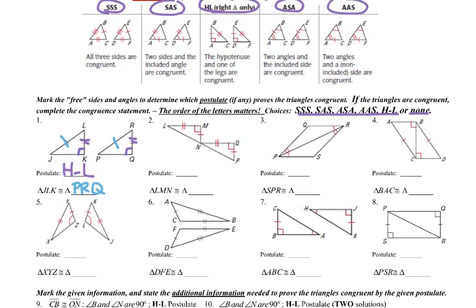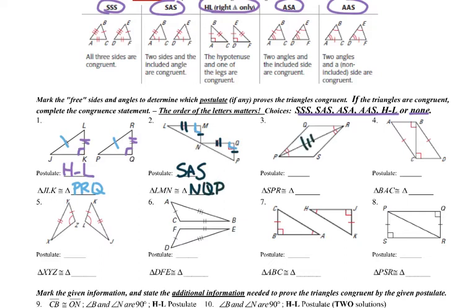What about number 2 though? Don't fall into the trap of thinking every time it's a right angle that it's automatically HL. That's a right angle, but if you look at the sides, those are the 2 legs. There's no H. That angle, the right angle, is sandwiched between the 2 sides. It's side angle side, NQP.